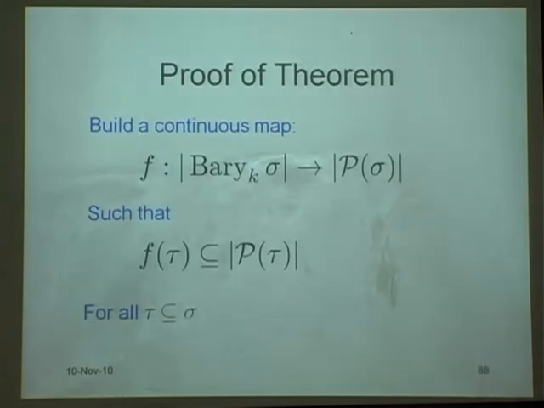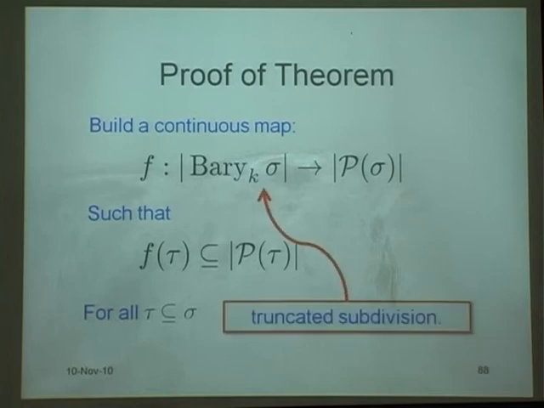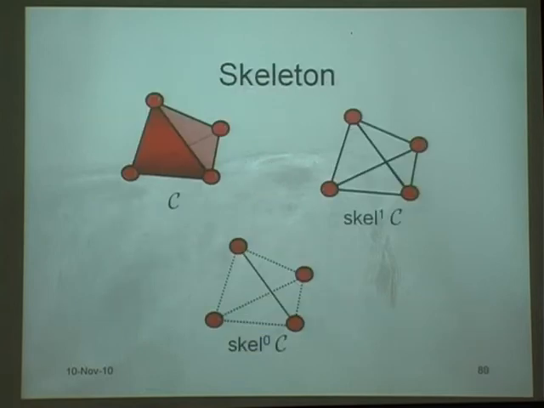Okay, so here is how we're going to prove our theorem. I'm going to go from the kth truncated barycentric subdivision. I'm going to build a continuous map from the vertex from here to the polyhedron for the protocol complex that has the property that the image of each simplex is inside the protocol complex for that simplex. So that this kind of approximates the protocol itself in some way. I'll remind you, this is the truncated subdivision.